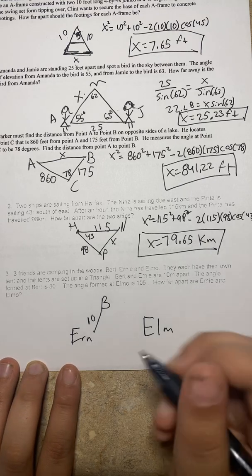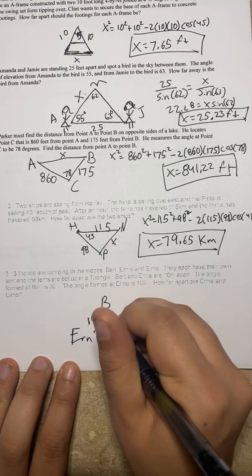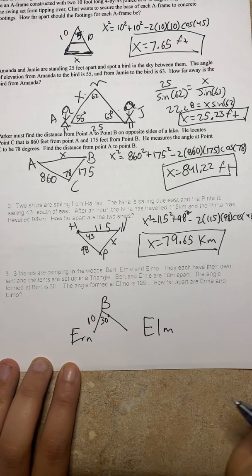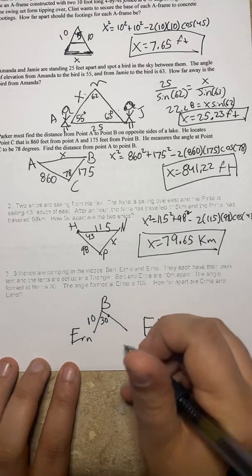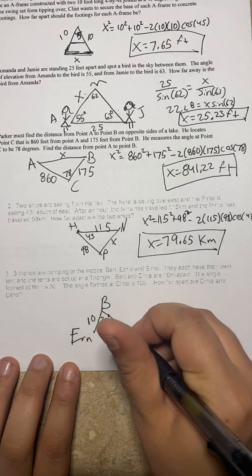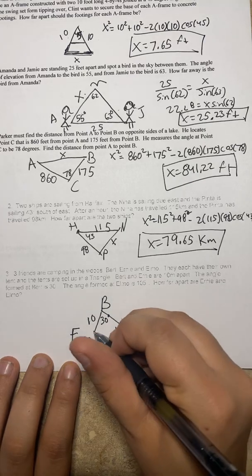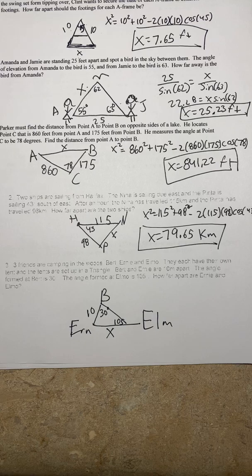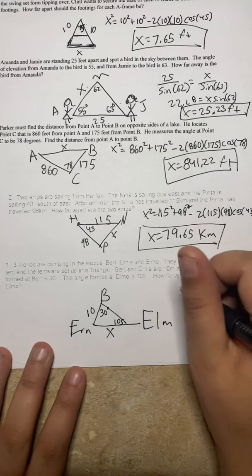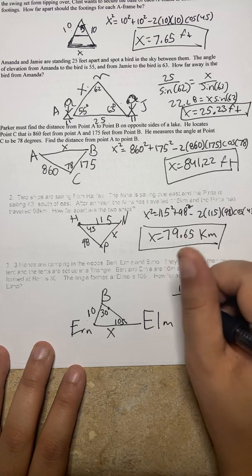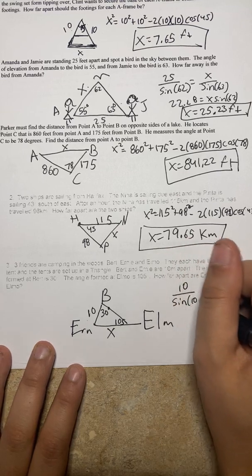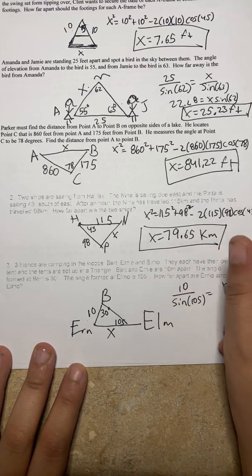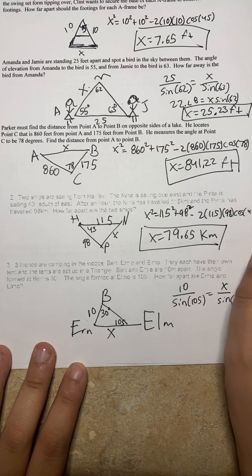The angle formed at Bert is 30 degrees. And the angle formed at Elmo is 105 degrees. How far apart are Ernie and Elmo? This time we have a matching side and angle. So that's going to be 10 over sine of 105 is equal to x over sine of 30.